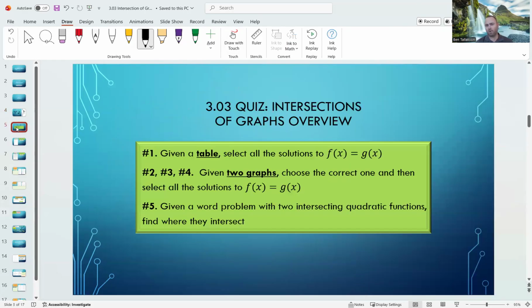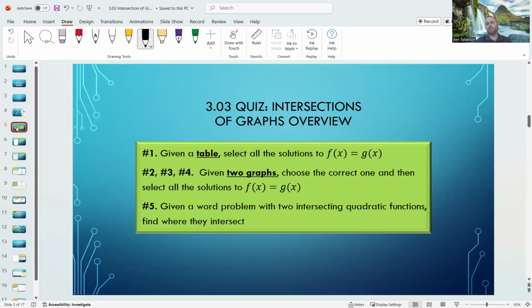And now it's time to overview what your quiz will be like for 3.03. We're going to review similar problems. Number 1, you'll be given a table, and you need to select all the solutions to f of x equals g of x. Very simple when you know what you're doing there.